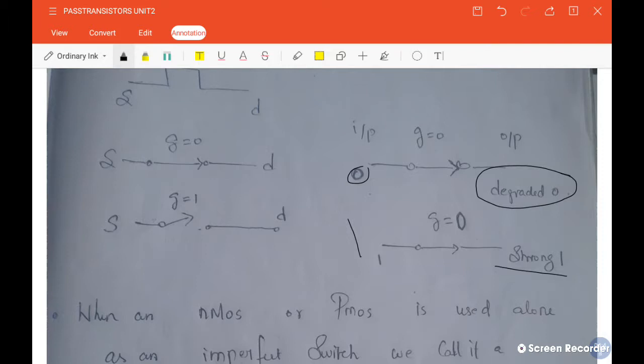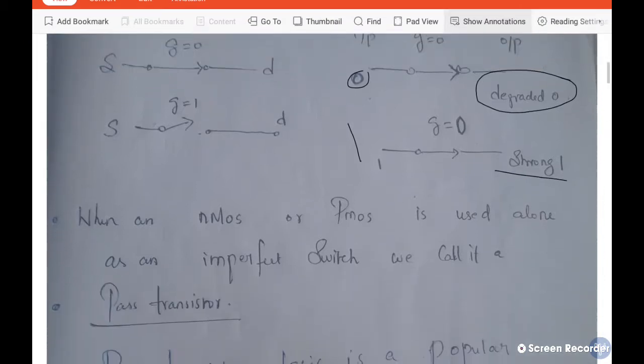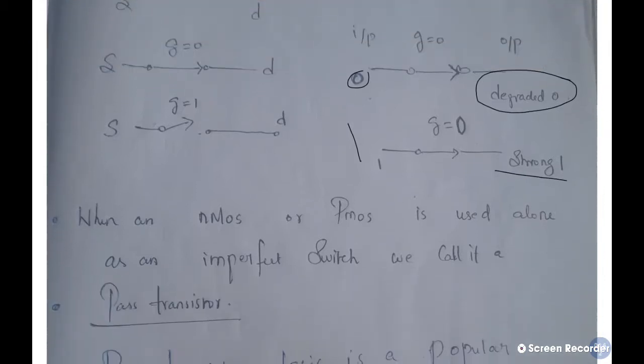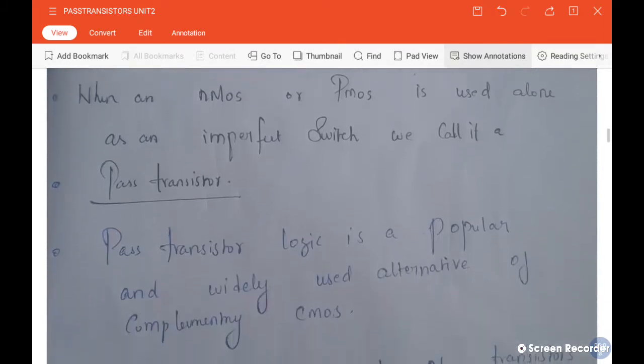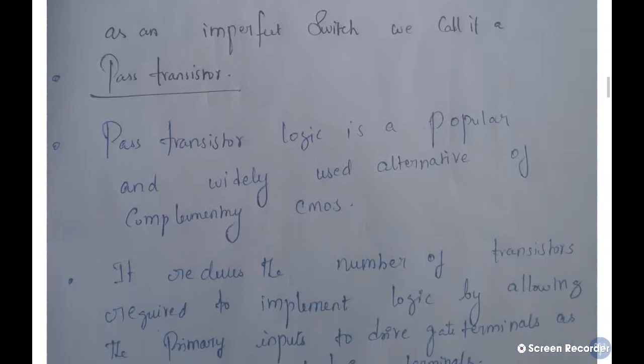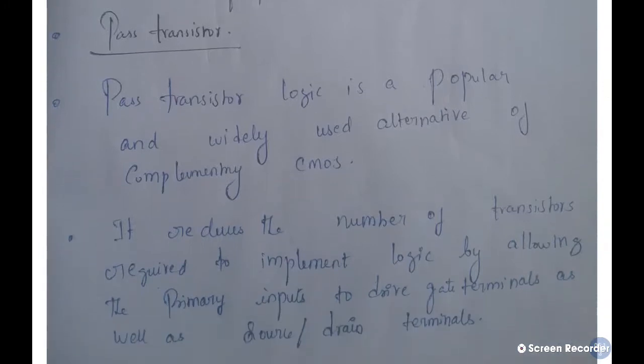So as a whole, what we conclude is, when an NMOS or PMOS is used alone as an imperfect switch, then we call it a pass transistor. A pass transistor is an imperfect switch which uses only an NMOS or a PMOS circuit. With this NMOS and PMOS circuit, you can make any kind of logic. With pass transistor logic, like your static CMOS circuits, you can build any kind of logical functions.